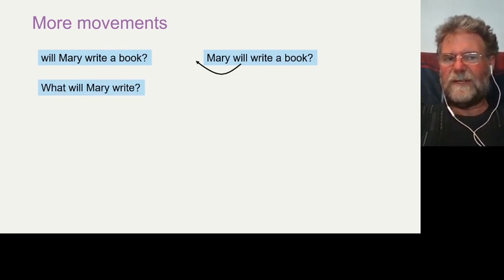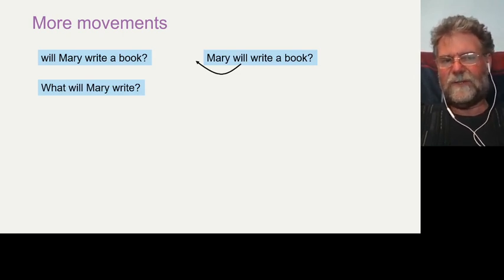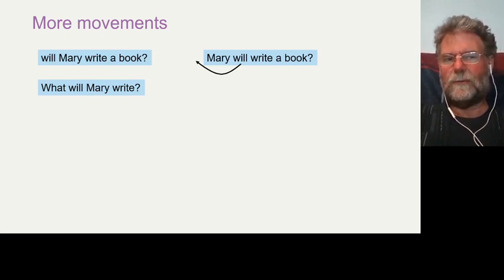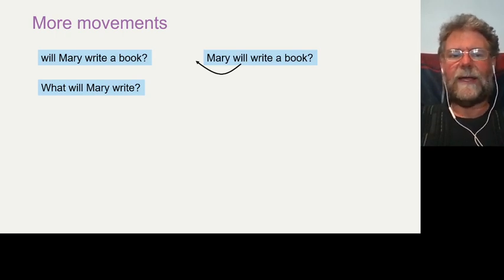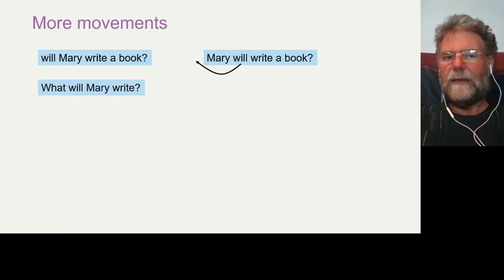Another kind of interrogative also involves movements of another kind. This isn't a yes-no question, because obviously you couldn't answer the questions yes or no. This is often referred to as an information question or a WH question, because it uses these words with WH in them, like who and what and where and why, etc. It uses those kinds of words to make the question. So what will Mary write?